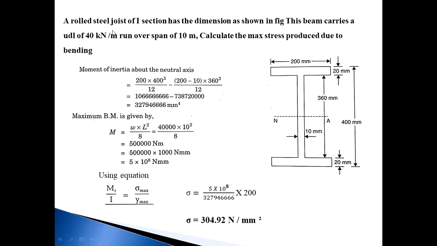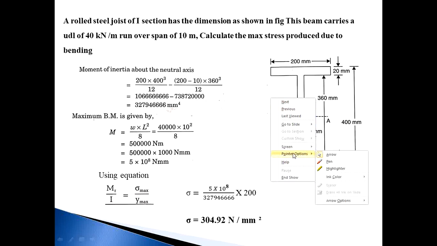A rolled steel joist of I section has the dimensions as shown in the figure. The beam carries a UDL of 40 kN per meter run over the span. Calculate the maximum stresses produced due to bending.